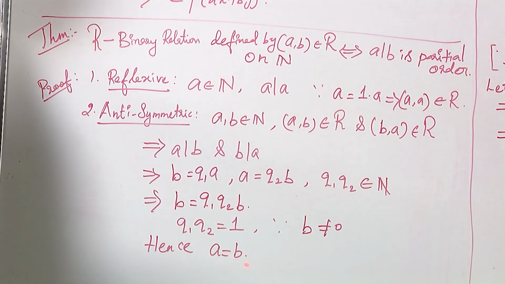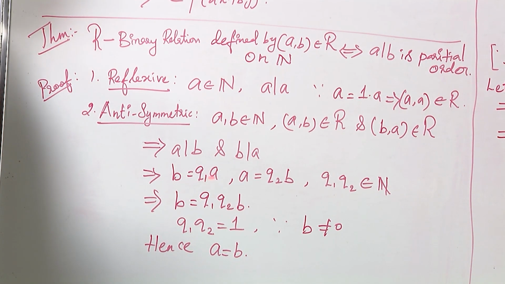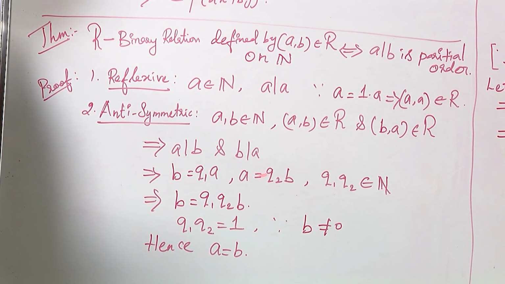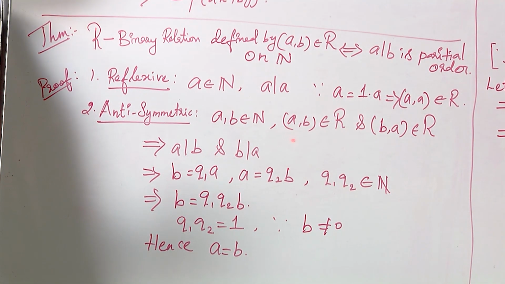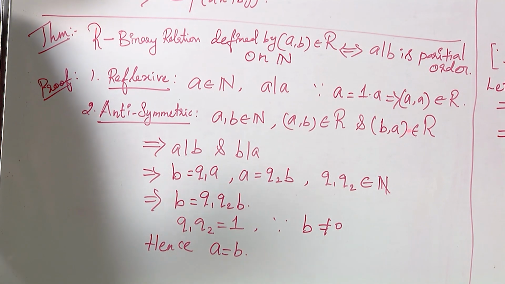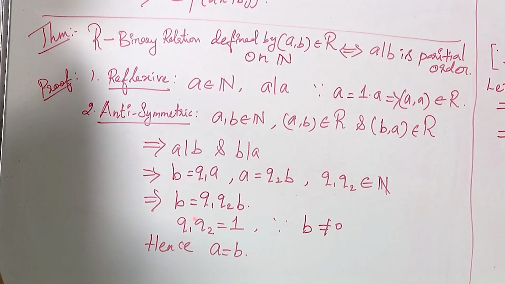Therefore, that implies that A is equal to B. Why is it so? Because you can see here, if you substitute 1 here, B is equal to A, and if you substitute 1 here, A is equal to B. So, therefore, we have A is equal to B. So, we have assumed A and B are related as well as B and A are related, and then we proved that A is equal to B. Therefore, the relation that we have considered is antisymmetric.